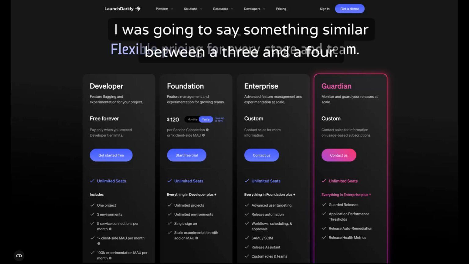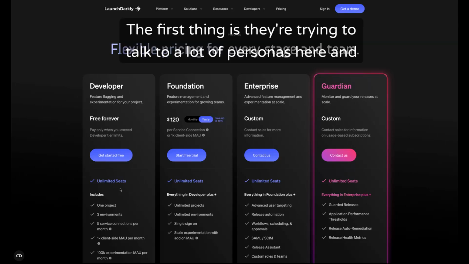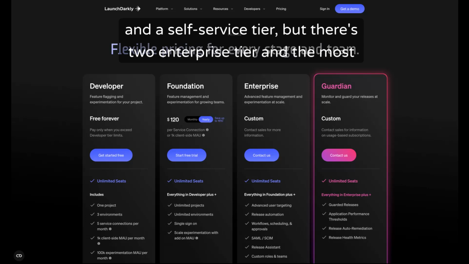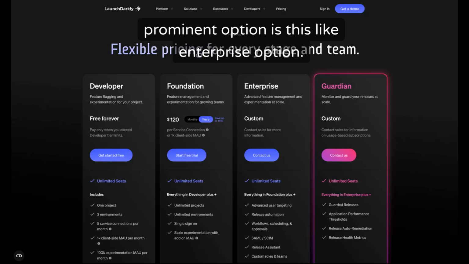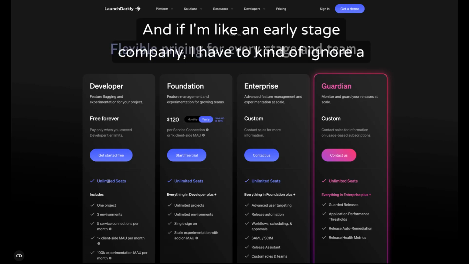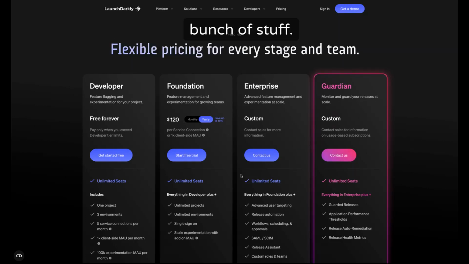What do you give them? I was going to say something similar, between a 3 and a 4. The first thing is they're trying to talk to a lot of personas here, and that's just hard. But you do see some of the downsides of that, where there's a free tier and a self-service tier, but there's 2 enterprise tiers, and the most prominent option is this enterprise option, and that's a bit confusing in terms of where I'm supposed to pay attention. And if I'm an early stage company, I have to kind of ignore a bunch of stuff that doesn't matter to me.